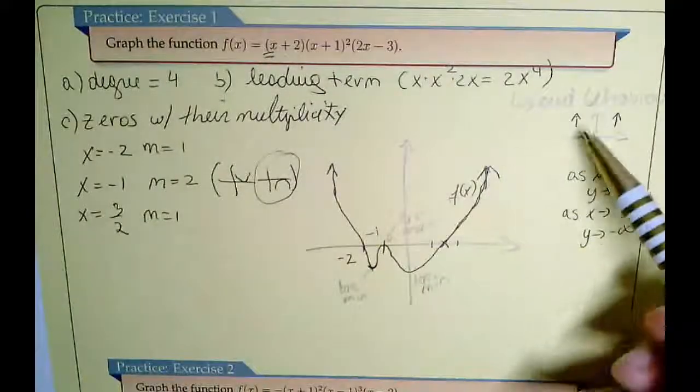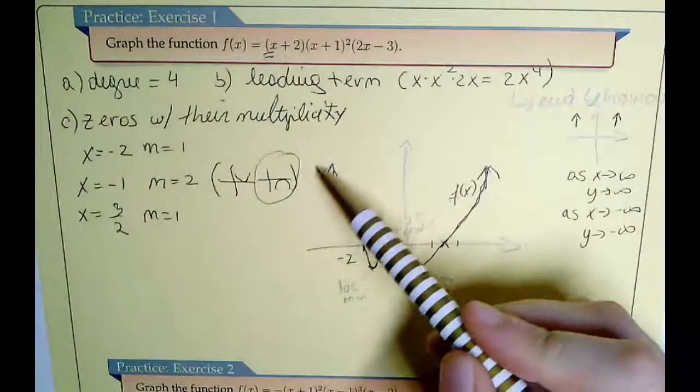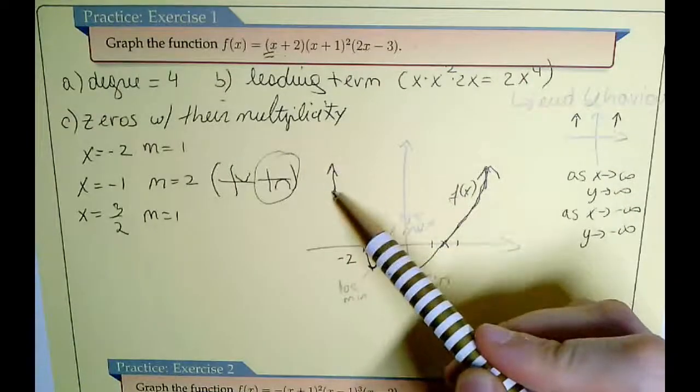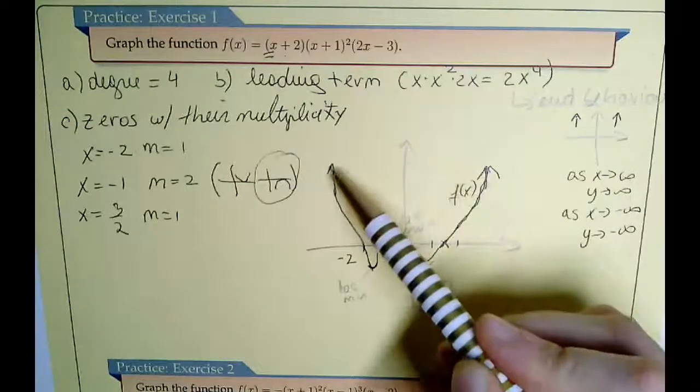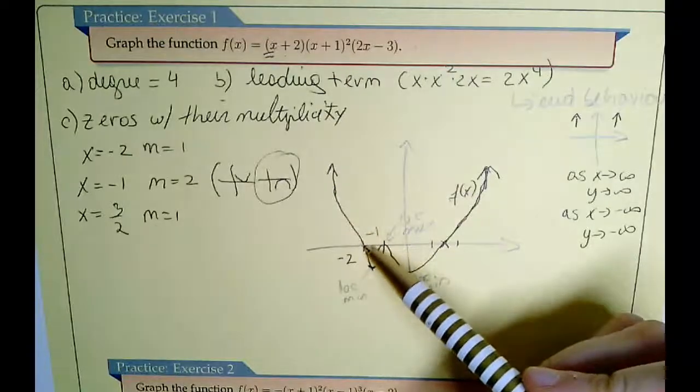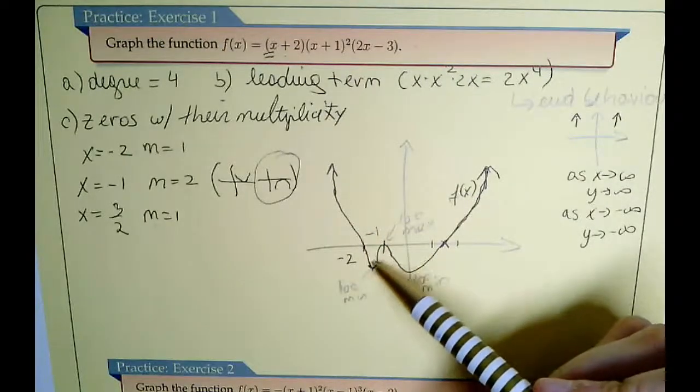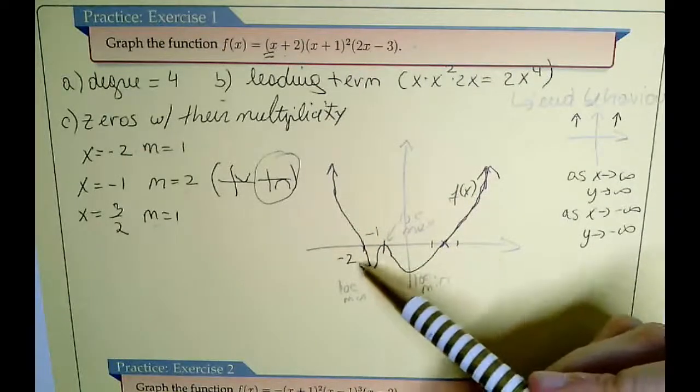So we used the end behavior. This told us that our graph starts here and ends here. And then the zeros are going to tell us exactly where to cross and how to cross, or how to just touch.